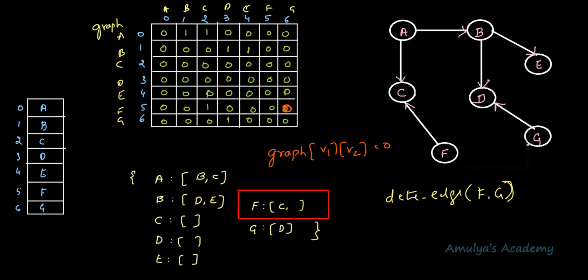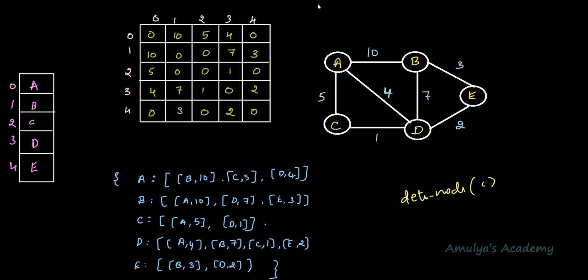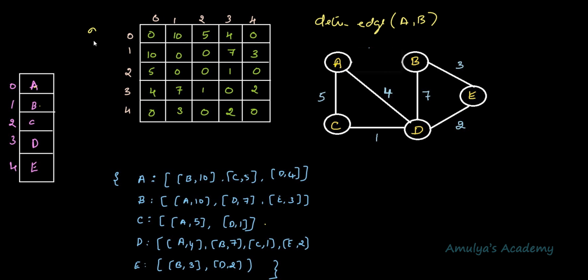Next, let's see weighted graph. So here if I delete an edge of A to B, here you can see this is a weighted graph, but it is an undirected graph. So delete edge A and B. So we need to delete this. So in the matrix, here A is 0, B is 1. So first delete graph of 0 and 1, 0th row and 1 column, make it as 0. Next, graph of 1 and 0. Because this is an undirected graph, there is an edge from B to A also. Make this also 0. This is in the adjacency matrix representation.